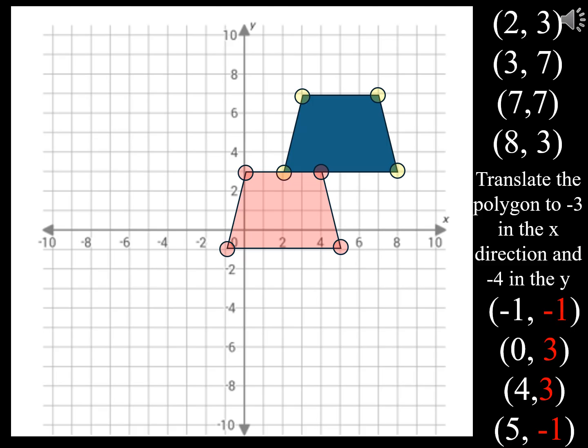-3 to the x from all 4 vertices, and then -4 down from all 4 vertices. The second way, we just did the math on our x and our y coordinates and figured out the new points. And so we've got our new points as -1, -1, 0, -3, 4, 3, and 5, -1. So it looks like we got the same thing both ways, so we had a successful translation of this polygon.